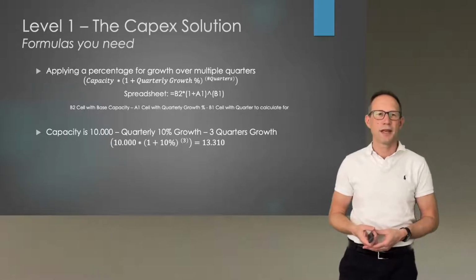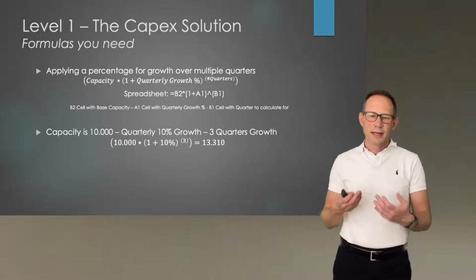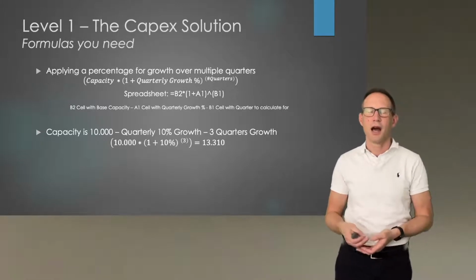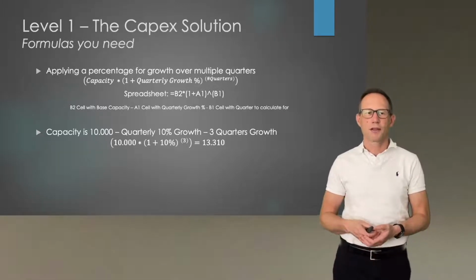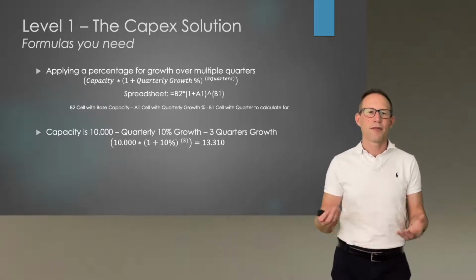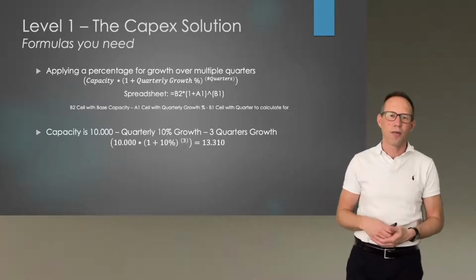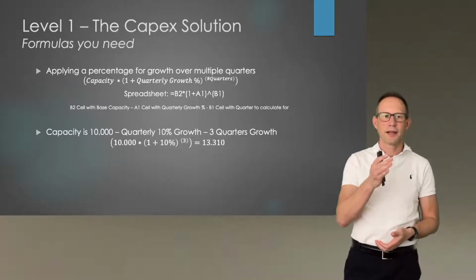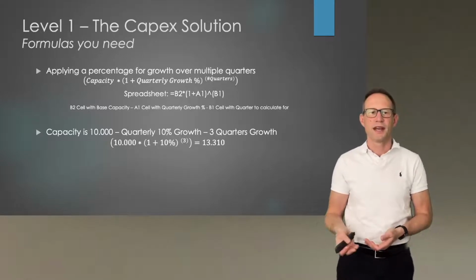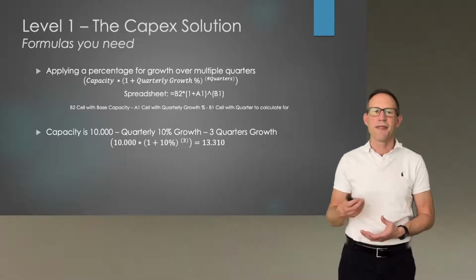The other formula that you need is applying a percentage for growth over multiple quarters. Let's say you know your percentage of growth for a quarter, like 10%, and you have 3 quarters of growth. What would be the result of the equation? And you see here, we also work it out in some formulas. And you can see 10,000 capacity with a quarterly growth of 10% for 3 quarters is basically giving us 13,310 units at the end of 3 quarters.